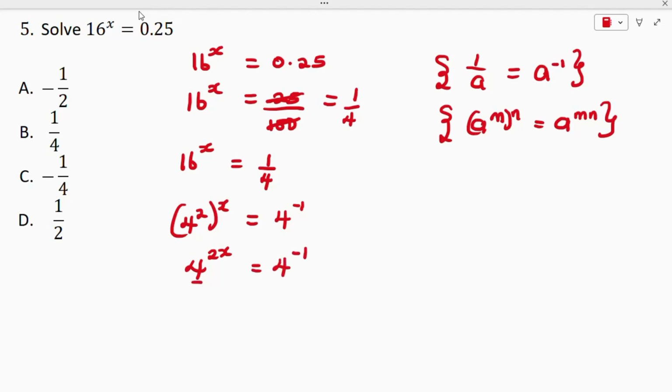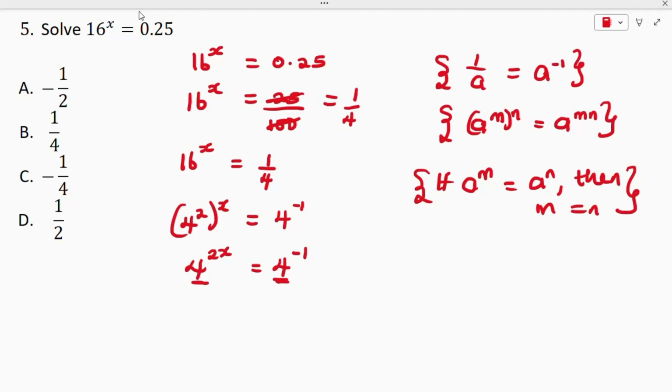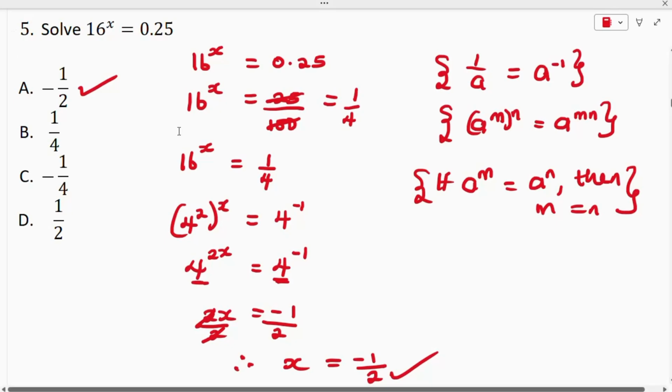1. Now right here, since the bases are the same, all we have to do is to equate the what? Exponent. That is to say, if we have a raised to the power of m is equal to a raised to the power of n, then this implies that m is equal to what? n. So applying this, we have 2x is equal to negative 1. Divide both sides by 2 to find the value of x. So this cancels out this. Therefore, we have that x is equal to negative 1 over what? 2. And this becomes the answer. So taking a look at the options, we have that A is the correct answer. So let's go on to question number 6.